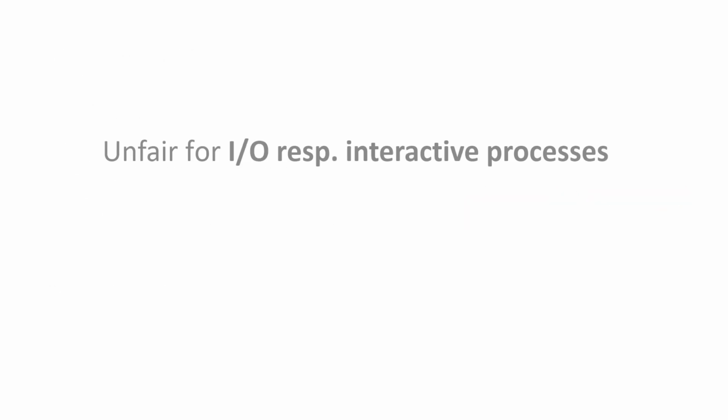Round-robin scheduling is unfair for I/O processes since they can only use up a fraction of their quantum and they have to wait for the end of CPU-intensive processes. As a solution, the virtual round-robin algorithm has been developed, where unused quantums are recorded as a time credit.